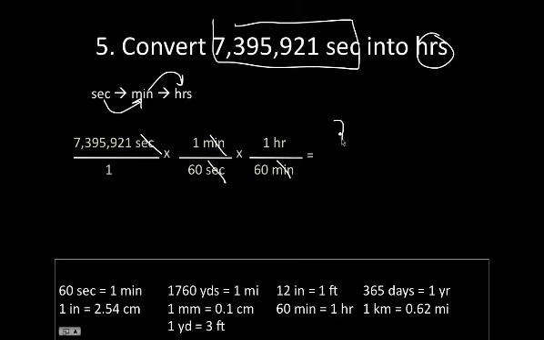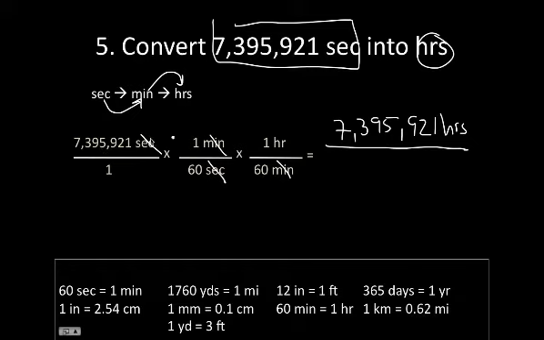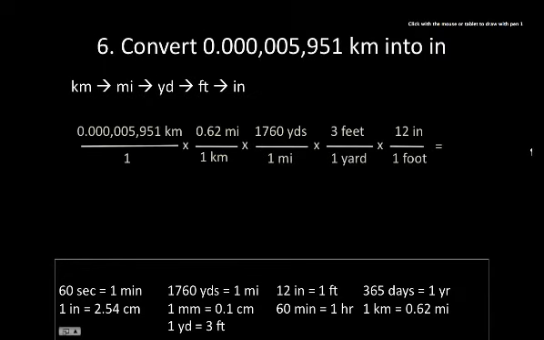Once you do that, you get 7,395,921 hours. I did that by this number times this, and here's our unit left. Divided by 60 times 60 is 3,600. And once you take this number and divide it into this number, you get 2,054.42 hours. Final answer.